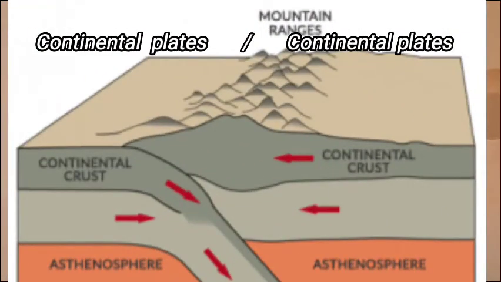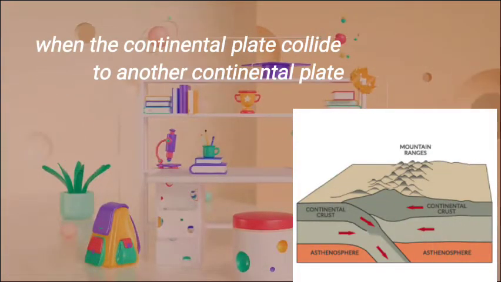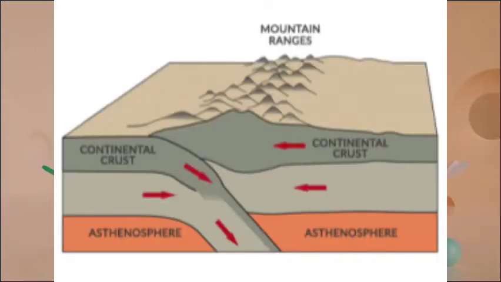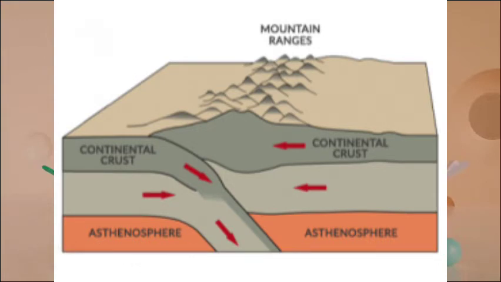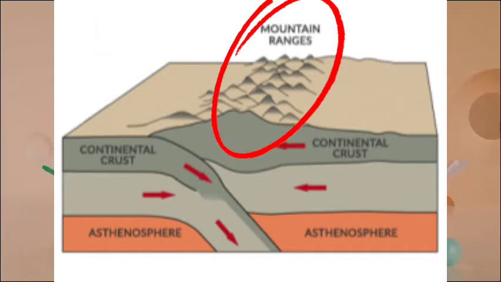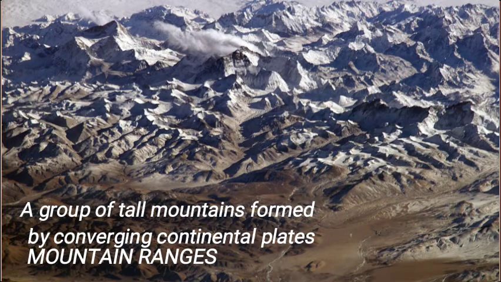Continental to continental plates convergence. It is when the continental plate collides with another continental plate. When two continental plates converge, a collision zone is formed. Since subduction is impossible between two colliding continental plates, pressure is released by pushing the crust upward, forming mountains. No trench, no volcano, and no island arc are formed. What is created is a group of tall mountains called mountain ranges.